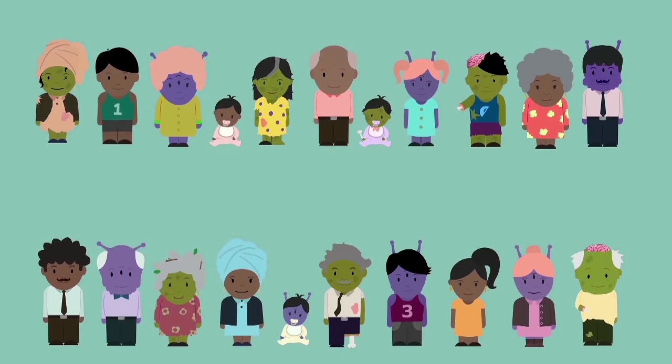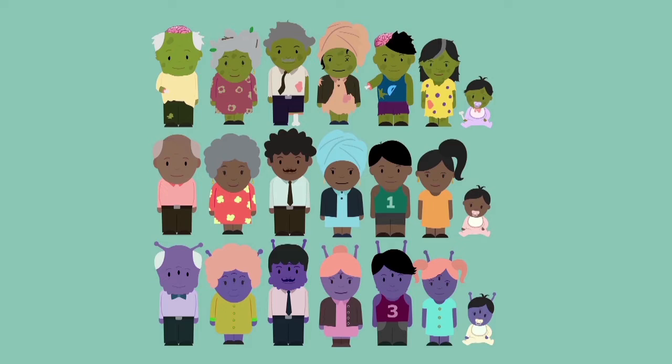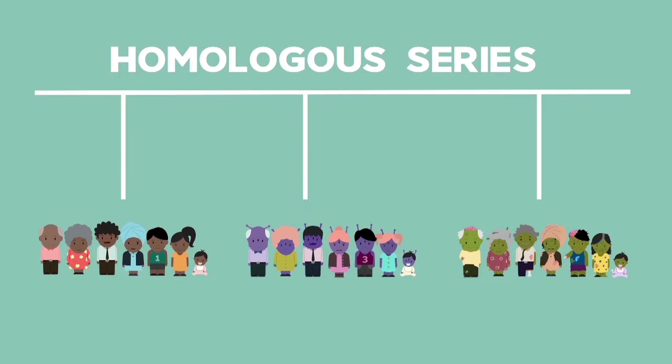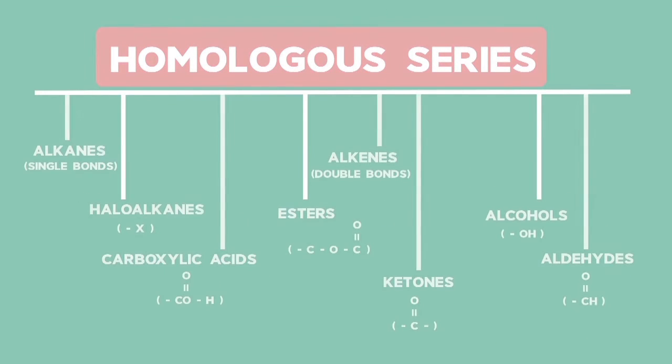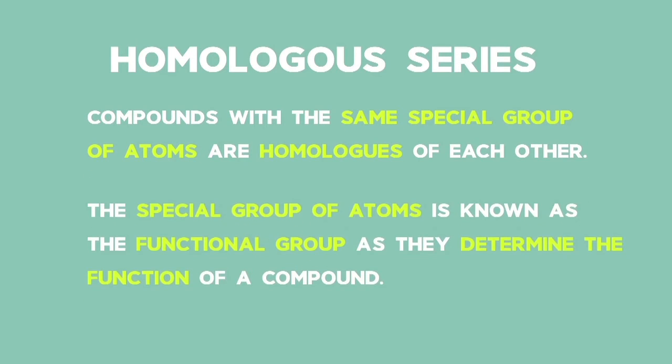It's not a coincidence that these compounds sound the same and have similar properties. Organic compounds are grouped together in families depending on their properties. These families are called the homologous series. Each member in a homologous series has a group or arrangement of specific atoms that are responsible for the physical and chemical properties of the molecule. We say that compounds with the same special group of atoms are homologues of each other. The special group of atoms is known as the functional group, as they determine the function of the compound.